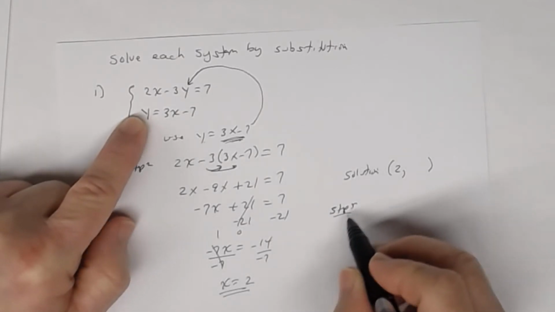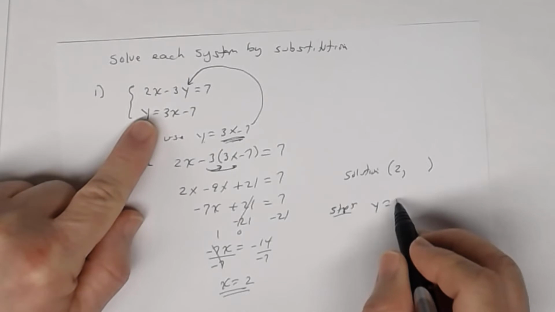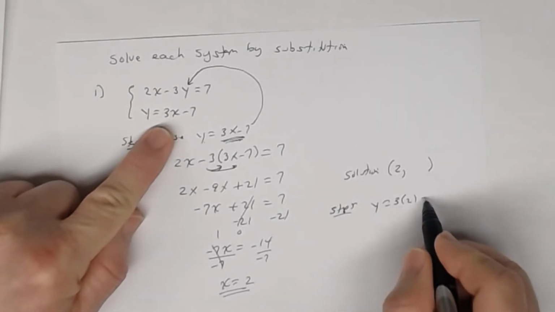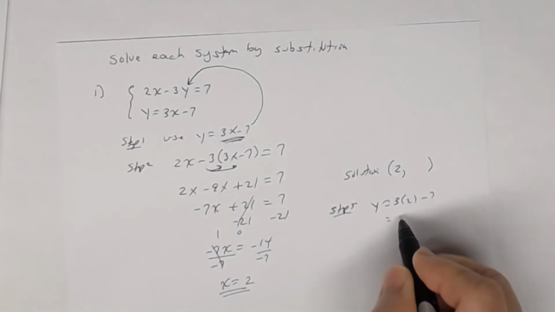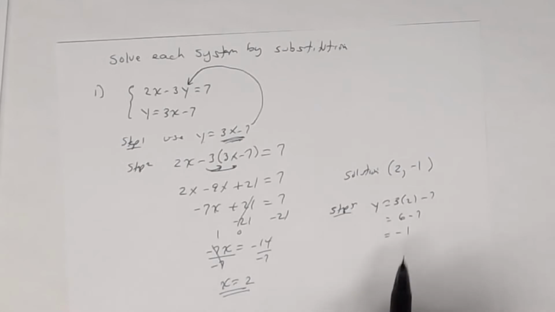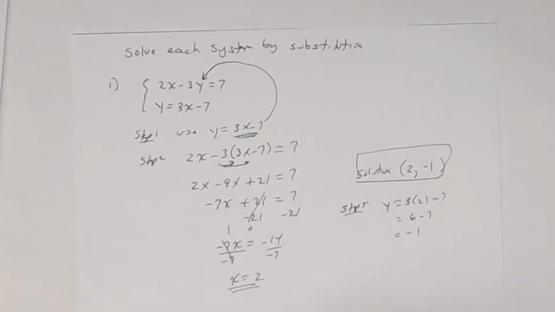All right, so step 5, you're going to substitute this into the other equation. So y equals 3 times x, which is 2, minus 7. And so 3 times 2 is 6. 6 minus 7 is a negative 1. And so there's your y coordinate. And so that's your solution. And you can always check. You don't have to, but you can always check.